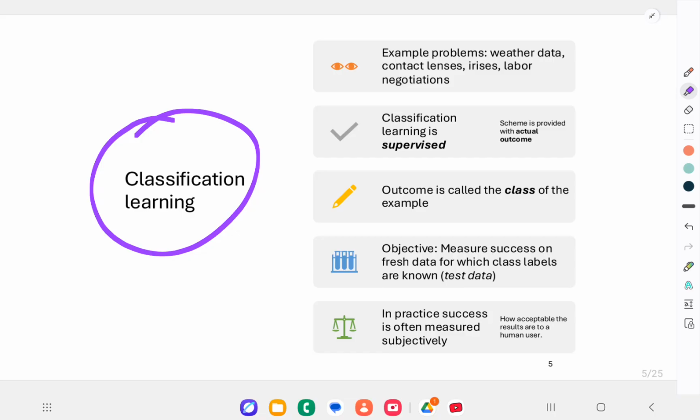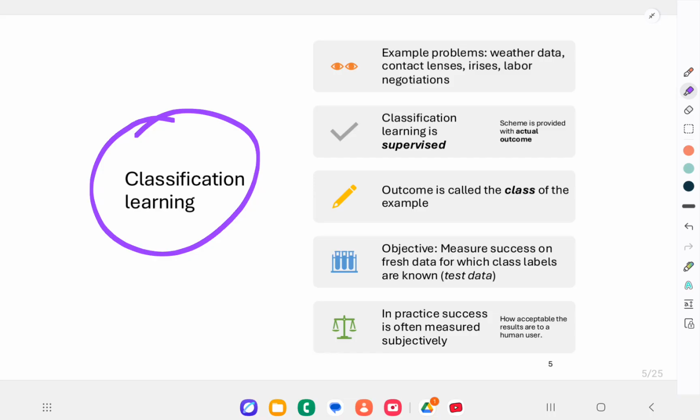Classification learning is one of the most fundamental and widely applied techniques in data mining. You will encounter it throughout this course and well beyond, whether you are building spam filters or fraud detection systems. It is a type of supervised learning, as we said. That means we train the model using a data set where each instance comes with a known label or outcome. The model's task is to learn from those labeled examples so that it can predict the correct label for new and unseen data.